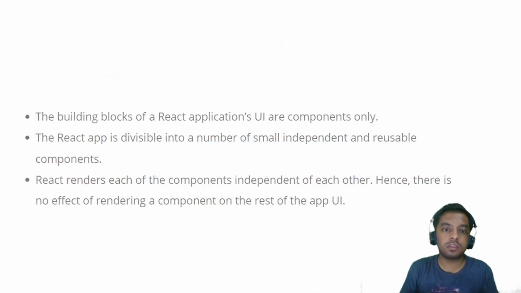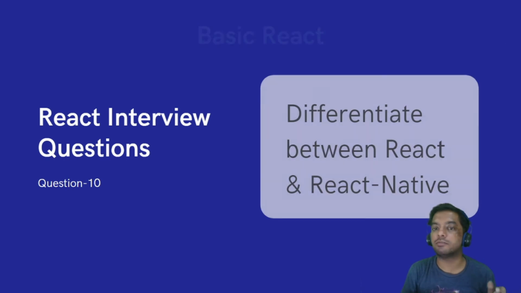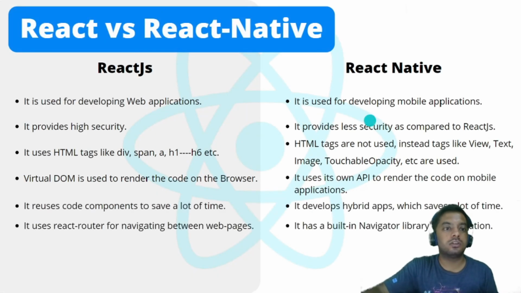Okay. So with this, we came to the last question. Differentiate between React and React Native. So React.js and React Native. The very first difference is that React.js is used for developing web applications, while React Native is used for developing mobile applications. React.js provides us high security, but security is less in React Native as compared to React.js.